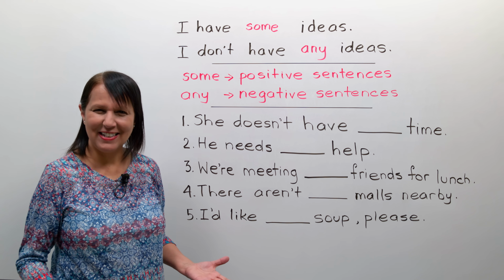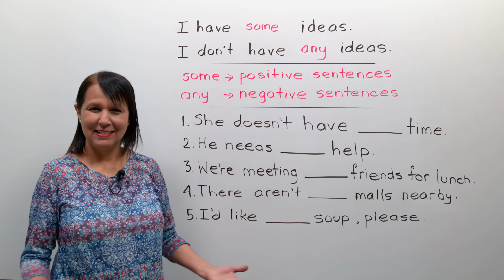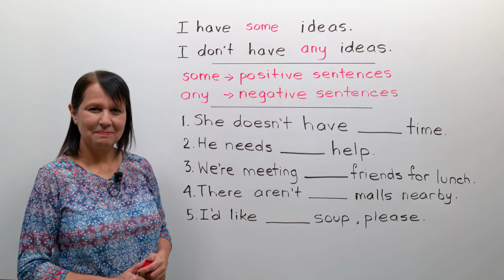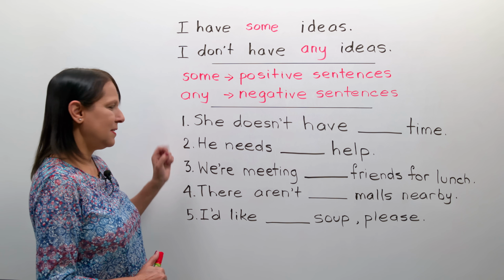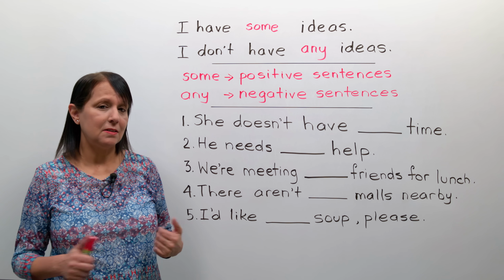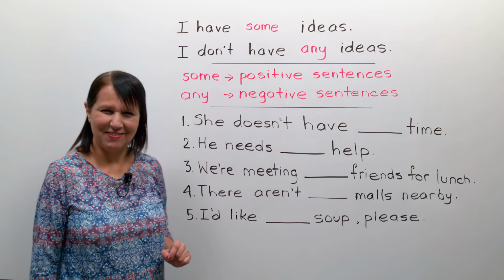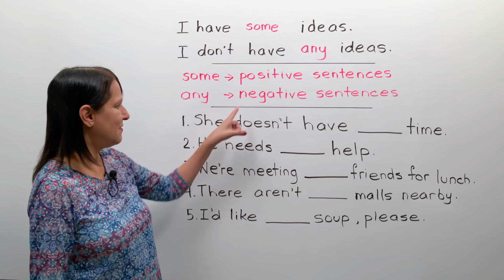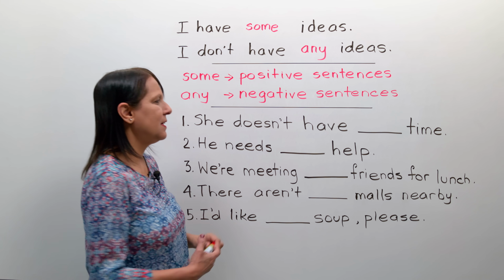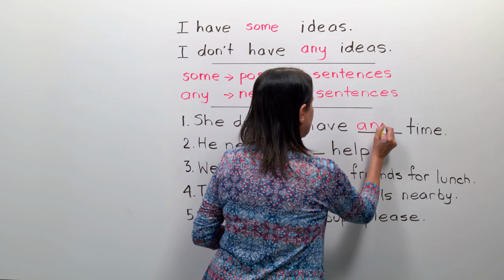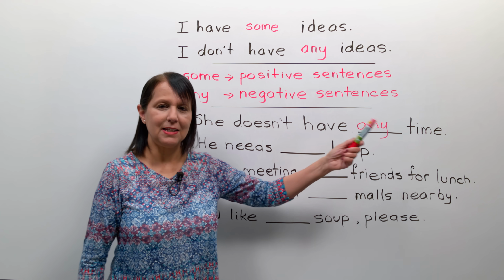Number one, are you ready? She doesn't have blank time. What do we say? Some or any? Think about it. Is it a positive sentence? Is it a negative sentence? Looks to me like a negative sentence, right? So what do we say? For the negative, we have to use any. She doesn't have any time, right? Because it's negative. She doesn't have any time.